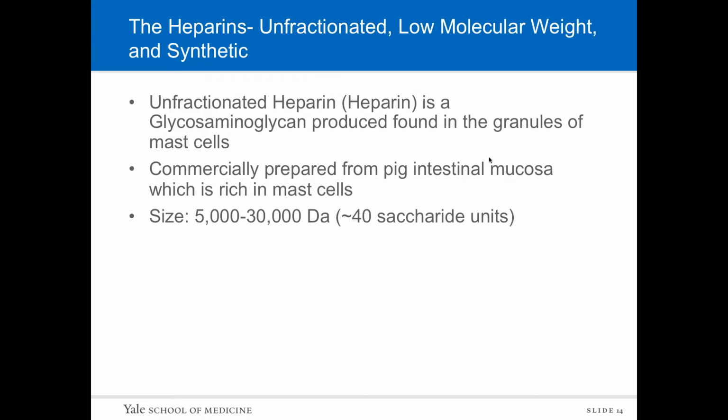So what kind of heparins are available for our use today? Heparins can broadly be divided into unfractionated, low molecular weight, or synthetic. Unfractionated heparin, or UFH, as I'll refer to it during the talk, is a glycosaminoglycan produced from granules of the mast cells. It's commercially prepared from pig intestinal mucosa, which is rich in mast cells. Its size varies from 5,000 to 30,000 Daltons and has about 40 saccharide units.